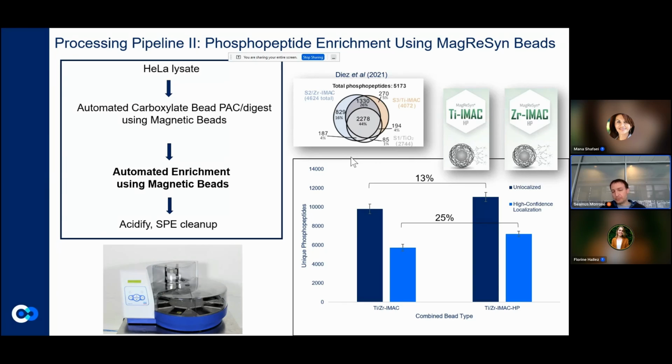So what we do is a two-pass method where we enrich first with the titanium IMAC, and then we enrich with the zirconium IMAC on the same lysate sample, same digest sample, and then combine these two elutions into one. And we use the high throughput beads, the HP beads, because we have found in our hands that we have a better recovery of phosphopeptides with the HP versus the standard IMAC that they provide, but they provide both of these. And this is also all done on the KingFisher, so it's easily automated and highly reproducible.